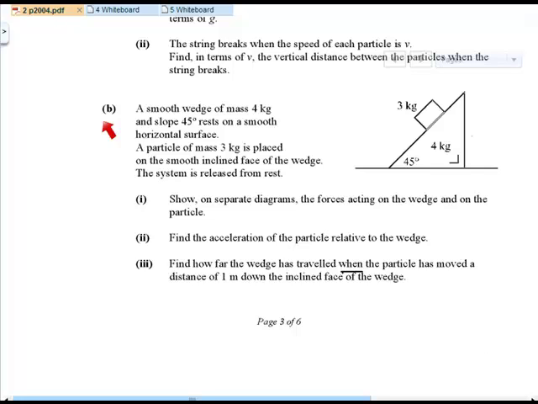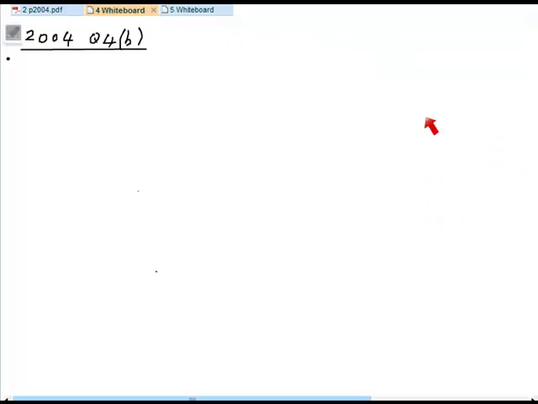2004, question 4b. It's a wedge question. And the first thing we're asked is to draw separate diagrams for the wedge and the particle. So we'll draw the diagram for the particle first. We'll show the wedge in the background. And the particle.